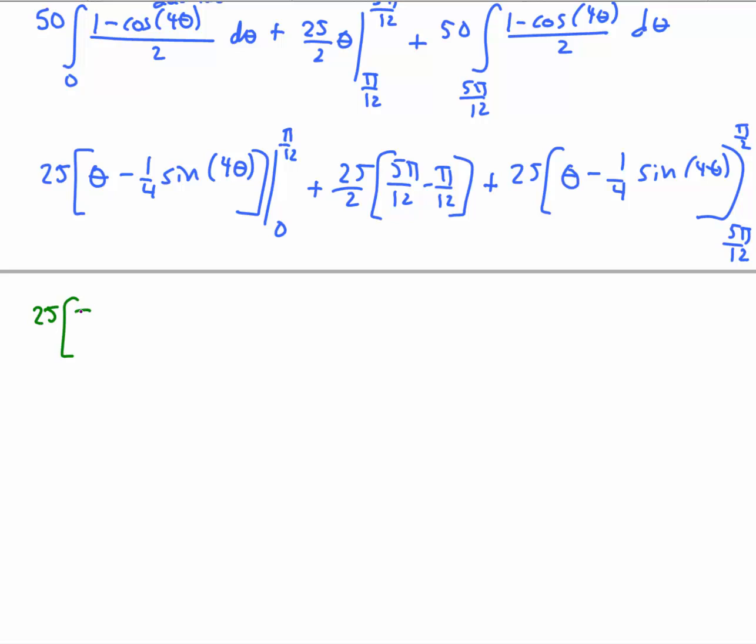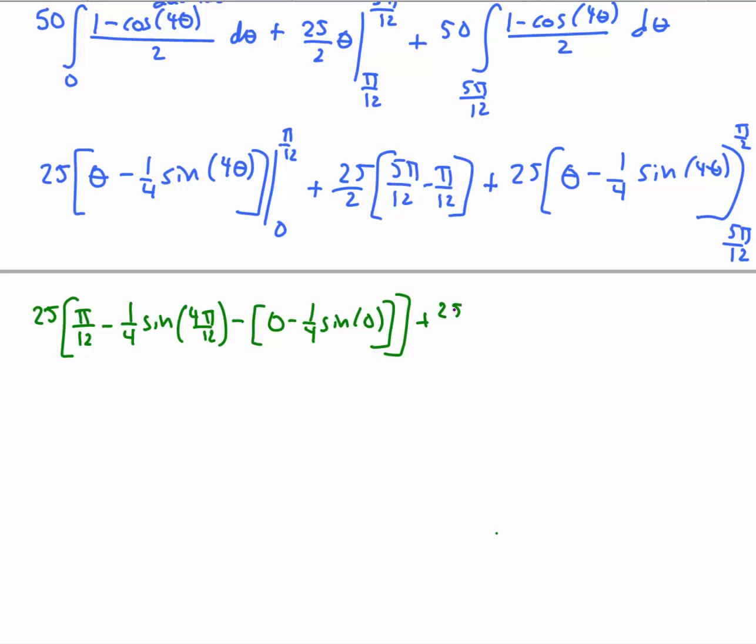25 out front. So this is my upper, so this would be pi over 12 minus 1/4 sine of 4 pi over 12. So there's your upper minus my lower. So I'm going to have 0 minus 1/4 sine of 0. I think I need one more set of brackets.